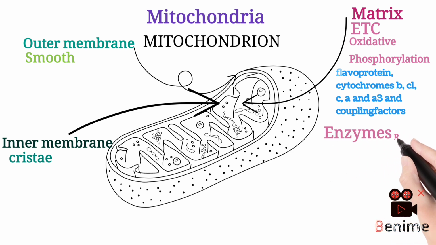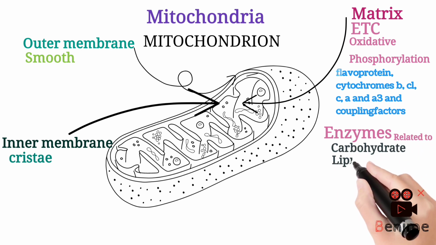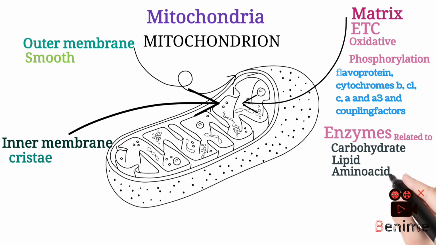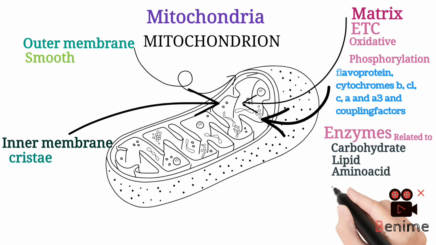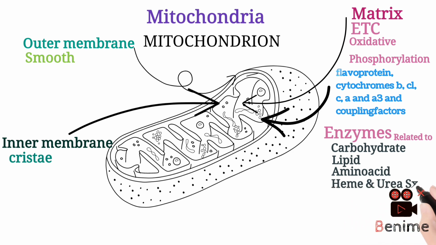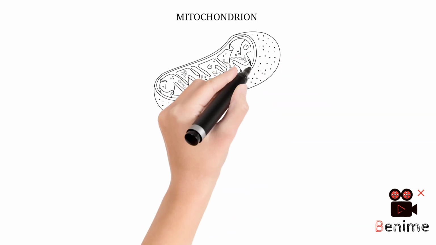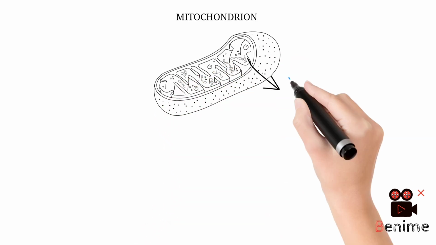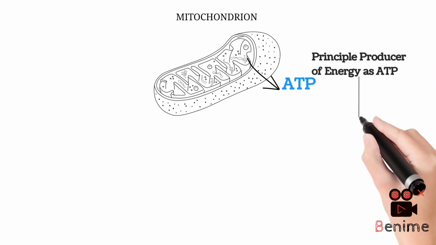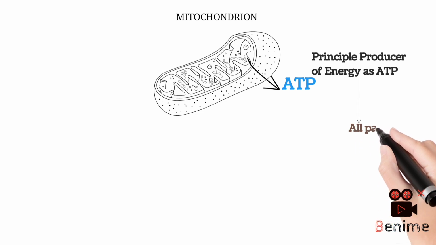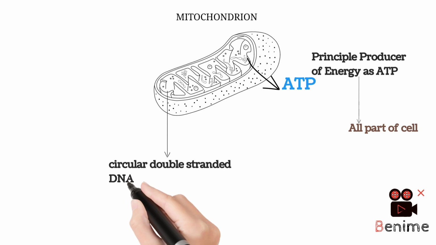The matrix contains several enzymes concerned with the energy metabolism of carbohydrates, lipids and amino acids, e.g., citric acid cycle, beta-oxidation. The matrix enzymes also participate in the synthesis of heme and urea. Mitochondria are the principal producers of ATP in aerobic cells. ATP, the energy currency generated in mitochondria, is exported to all parts of the cell to provide energy for cellular work.